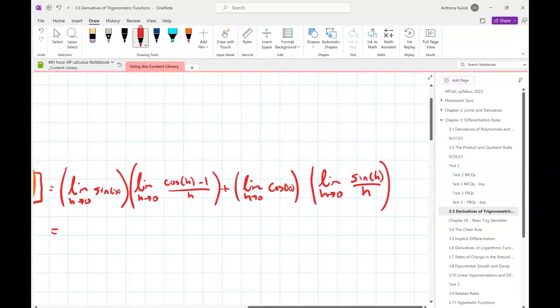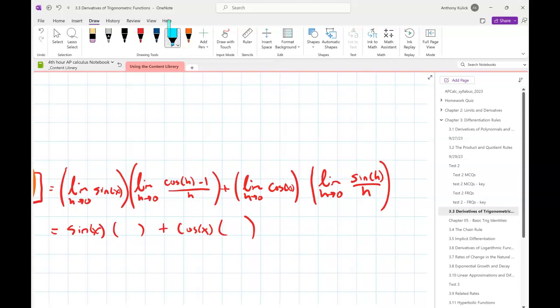So if we look at this, the limit as h approaches 0 of sine x is just sine x. The limit as h approaches 0 of cosine x is just cosine x. So we have that part done, right? Anybody recognize this?